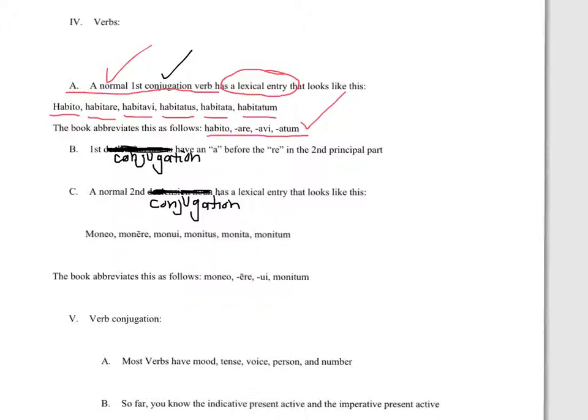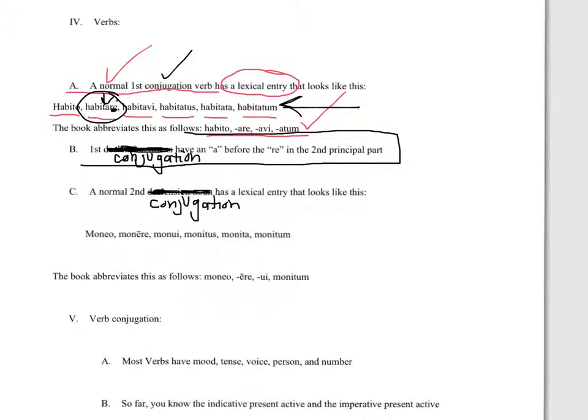So when you look at habito, look at the full written out form right here. Habito, habitare, habitavi, habitatus, habitata, habitatum. You look at the second thing in the dictionary, before the letter RE is the letter A. First conjugation verbs have an A before the RE in the second thing in the dictionary. It's called the second principal part.